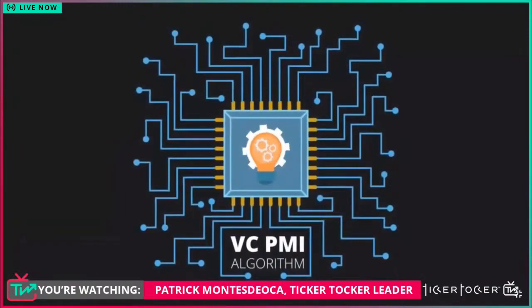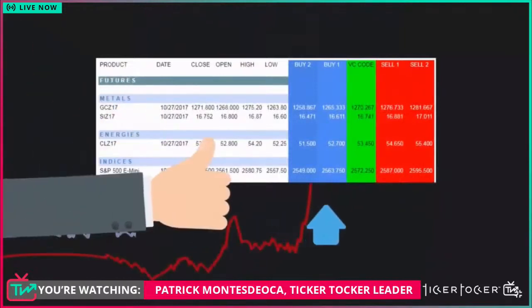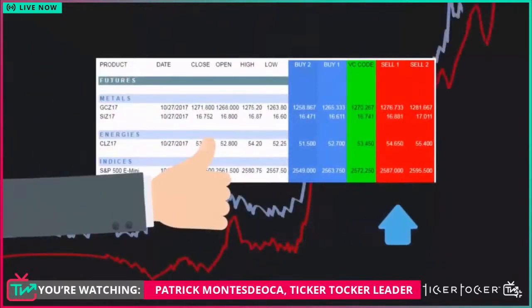VCPMI algorithm. The VCPMI code points and levels are support and resistance levels and behave exactly like any historical supply and demand level.